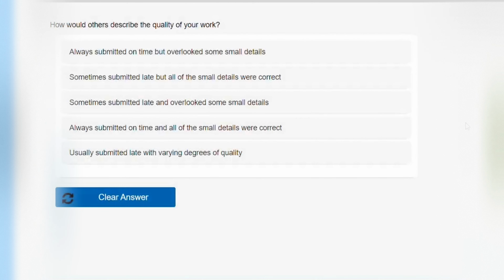How would others describe the quality of your work? Again, stay away from extremes here. Always submitted on time but overlooked some small details. Here the only good option is always submitted on time and all details were correct. You can't just say the details were not good. You can't say that you hurried the project, or that you submitted late, or that you overlooked small details. You have to be into the details and you have to submit on time, because this is connected to the execute with excellence peak performance, where you're required to demonstrate developed mastery, which stays current in areas of expertise and converts new knowledge into practical application.